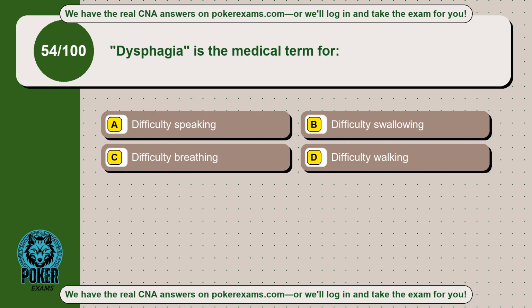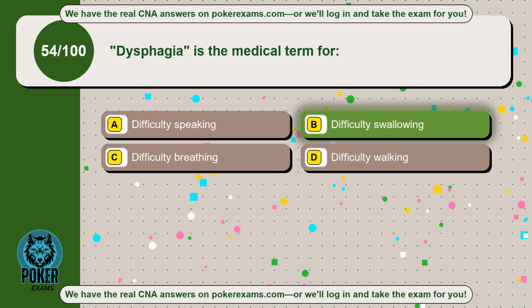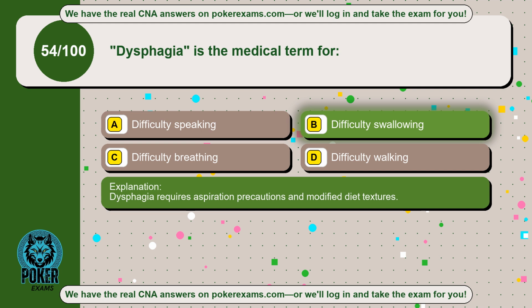Question 54. Dysphagia is the medical term for: Option A, difficulty speaking. Option B, difficulty swallowing. Option C, difficulty breathing. Option D, difficulty walking. The correct answer is option B. Difficulty swallowing. Dysphagia requires aspiration precautions and modified diet textures.